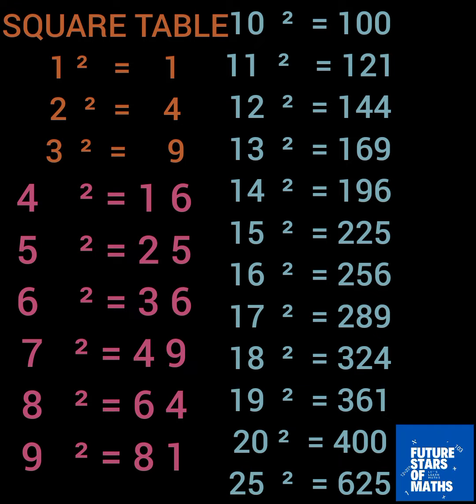1 square is 1, 2 square is 4, 3 square 9, 4 square 16, 5 square 25, 6 square 36, 7 square 49, 8 square 64, 9 square 81, 10 square 100, and important is 15 square is 225 and 25 square is 625. Remaining also, if you learn, it will be easy for you to solve the problems.